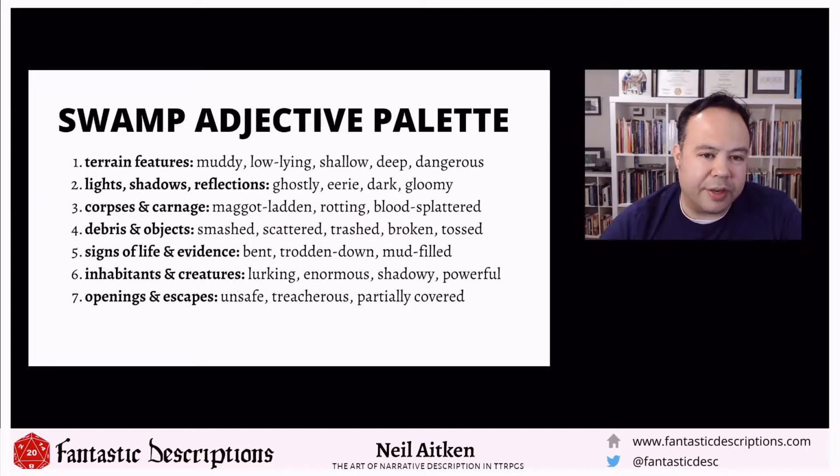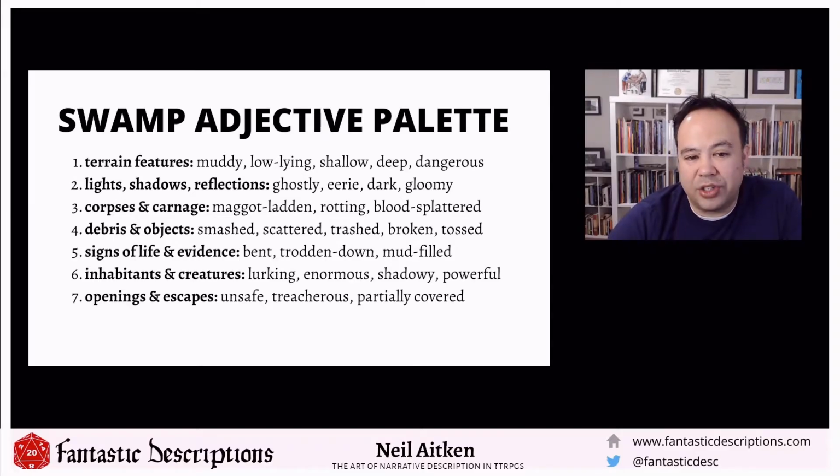Now, you can build a different type of palette. You might say, I'm fairly comfortable coming up with things that are in the swamp, but I might run out of ideas for adjectives. And so you could build an adjective palette, and you might think, in terms of describing terrain features, what are the words, the adjectives that come to mind? Muddy, low-lying, shallow, deep, dangerous. You might have a longer list.